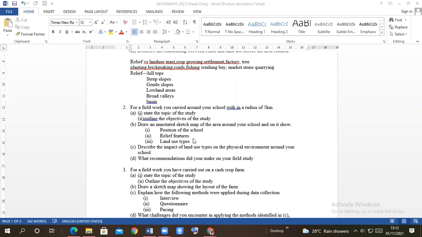Then from there, you put the relief features. Those are the hills around, the lowland, the valleys, the swamps, the stream, especially where there is a swamp, there is a stream, you put there. A natural forest which is there, you put. Then after that, you go and look for the land use types. Banana crop plantation, you put. You go and look for a planted forest, you put.